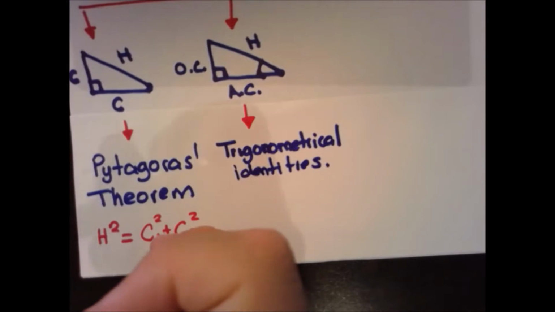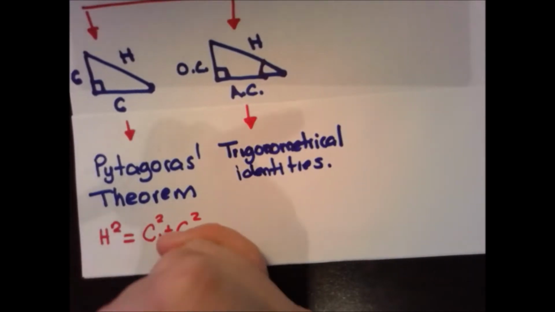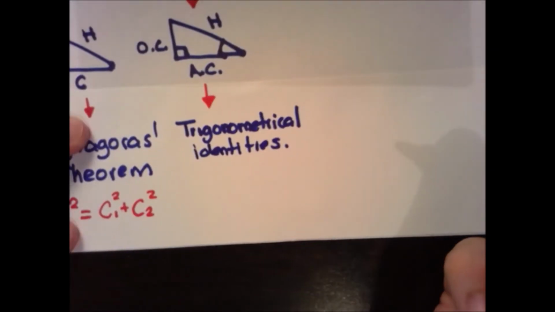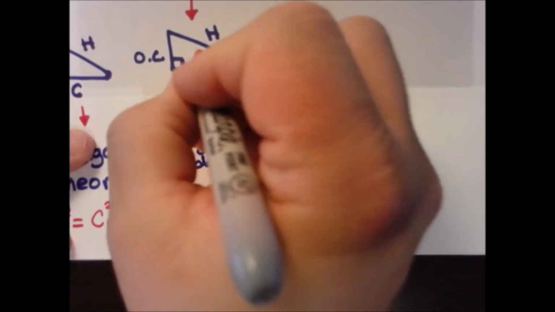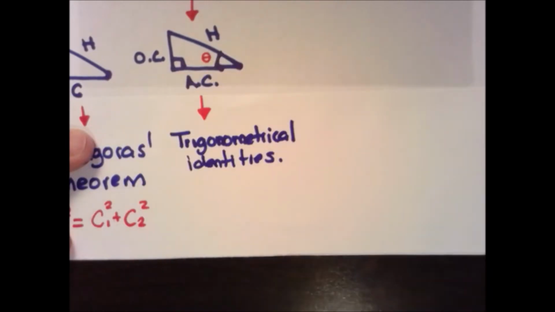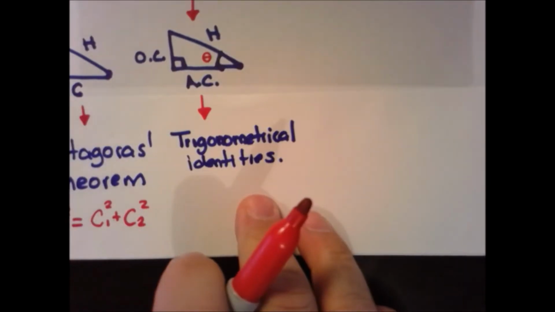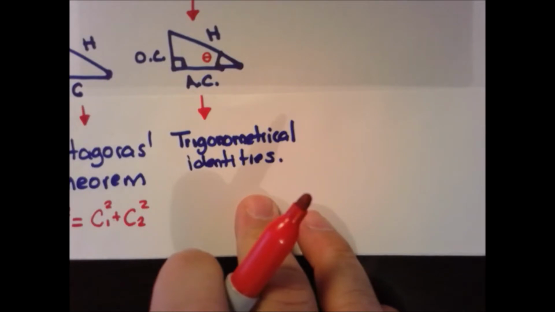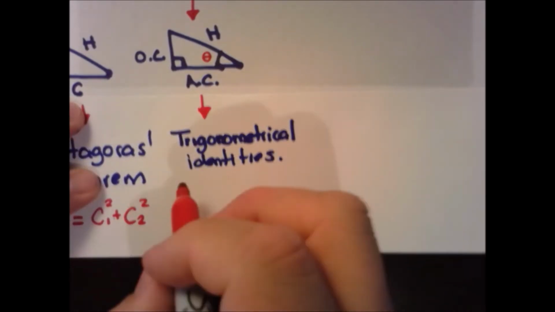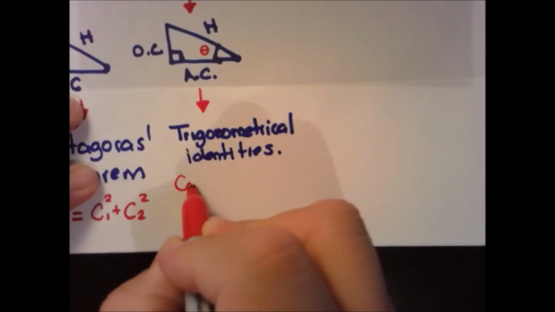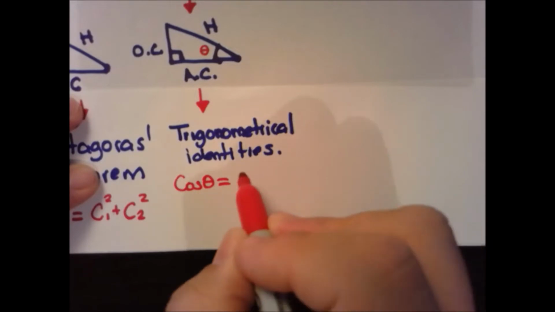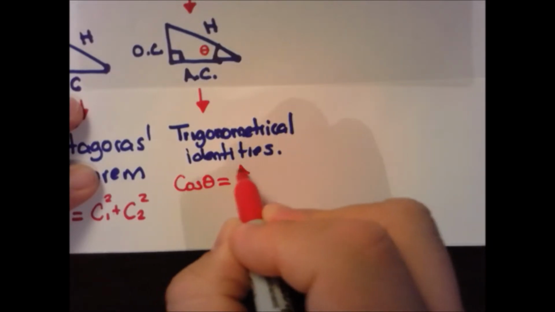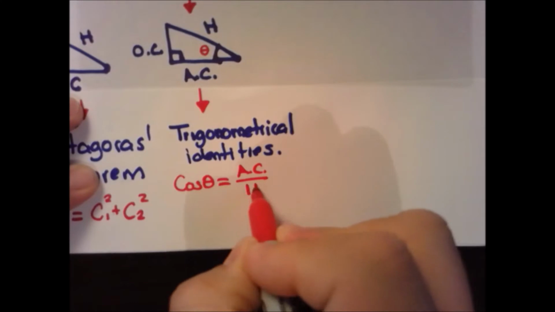Which one? Well, we're going to have, in specific, three principles. The first one is going to be, let's suppose that we call this angle theta. Remember, theta is a Greek letter that represents an angle. Okay? So in that case, the first one is going to be the cosine. The cosine of theta can be calculated by the division between the adjacent cathetus over the hypotenuse.